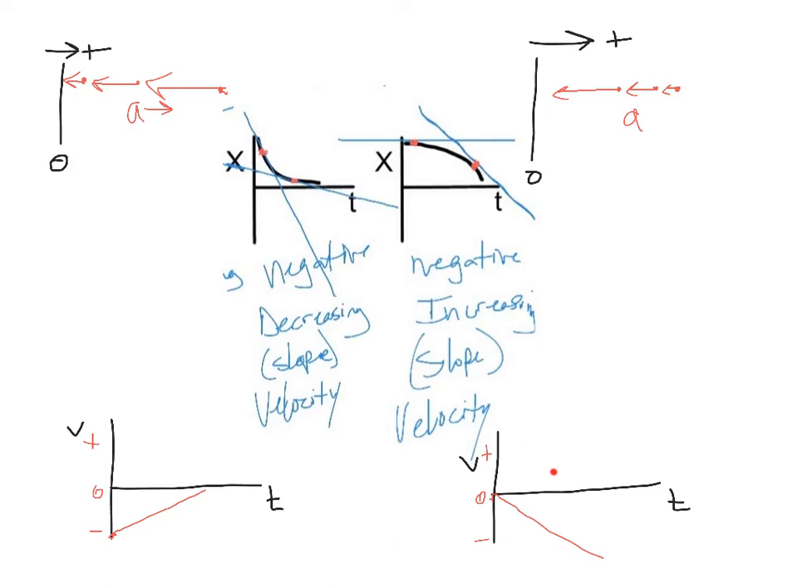Anytime the lines go toward the zero, like this or like that, anytime they go toward the zero, that's getting slower. Slower, slower. Faster, faster. I hope that makes sense. Do you need to write that down somewhere? Slower.